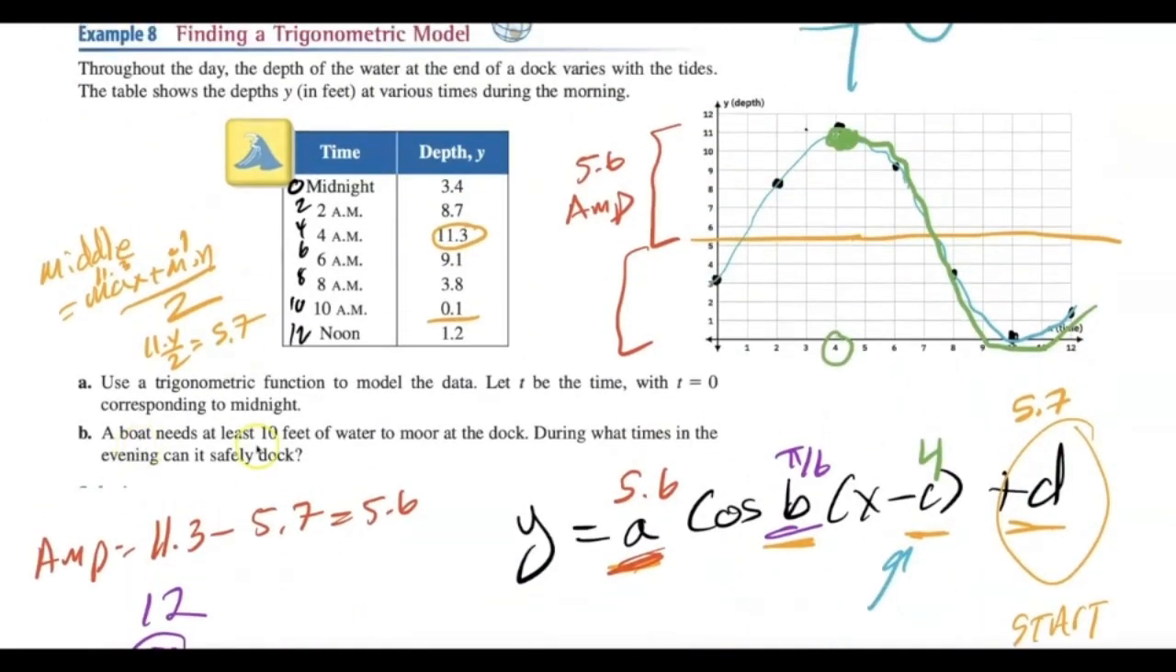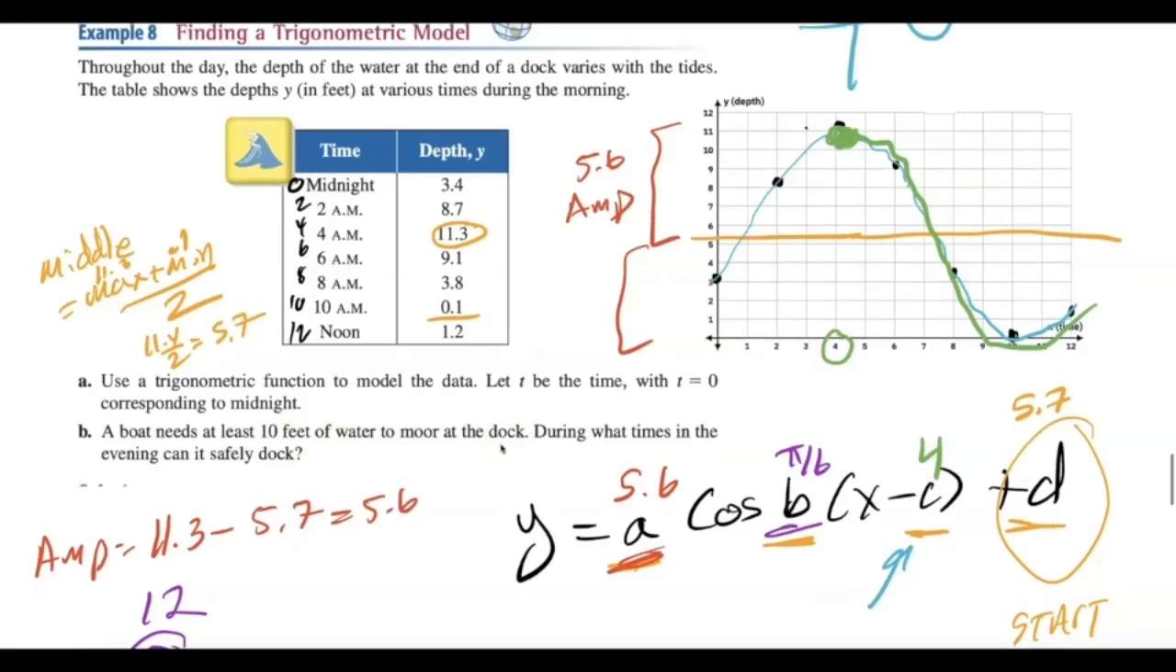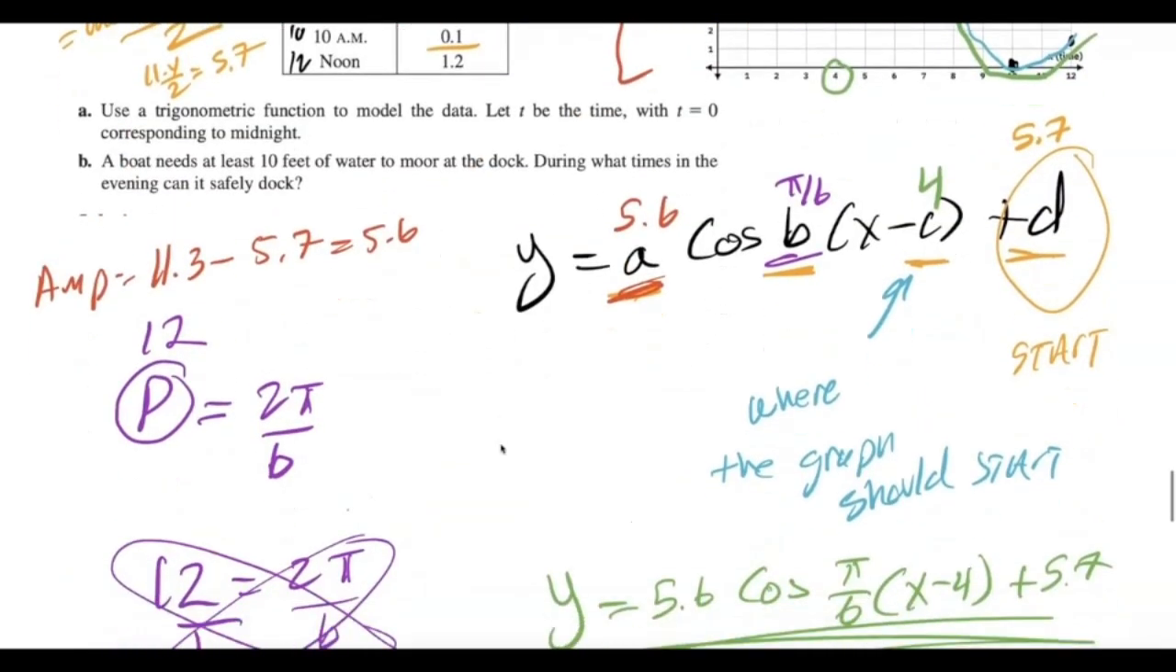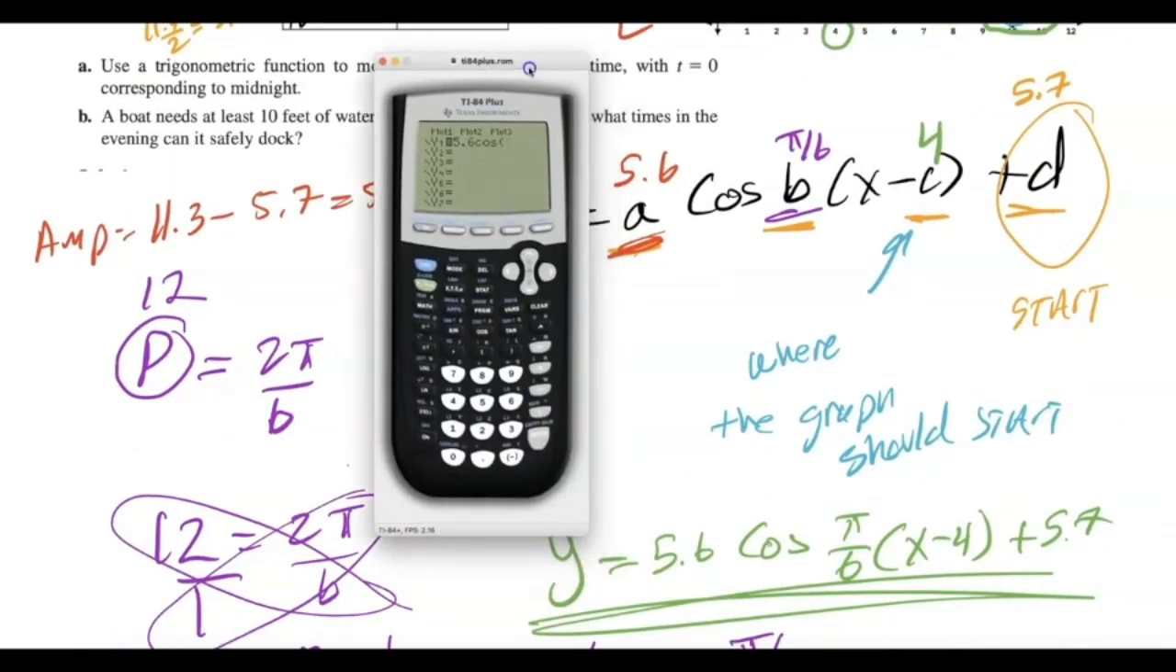And then the boat needs at least 10 feet of water at the dock. But we just have to figure out where 10 is. 10 should be right here. And for that, we have to figure out what these points are. We're going to use a calculator to do that. Let's do that real quickly. Here's my calculator. I already typed in the first part. Now for this part, I need pi over 6. Second, pi, divided by 6. And then I'll open parentheses, x minus 4, close the double parentheses, plus 5.7. And then over here, we're going to put 10.